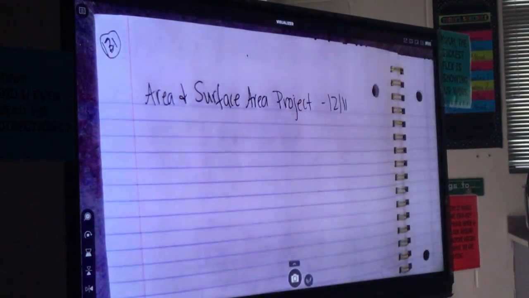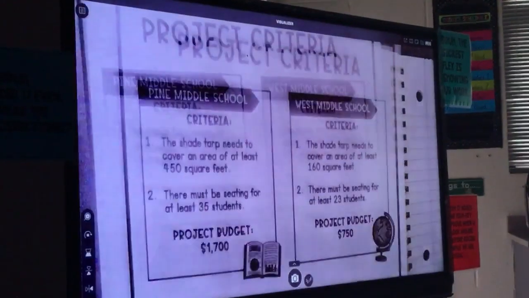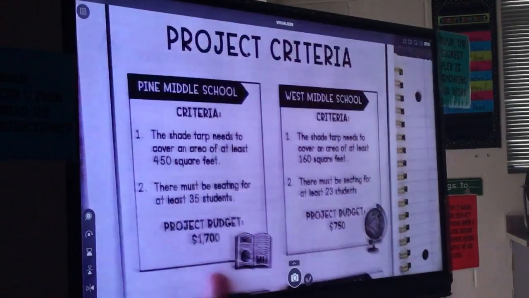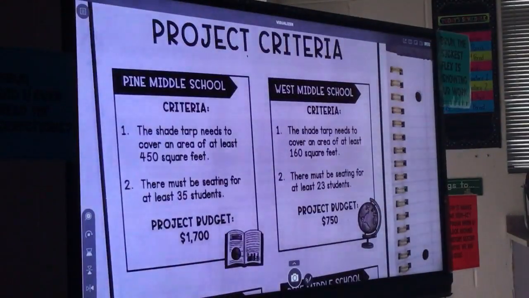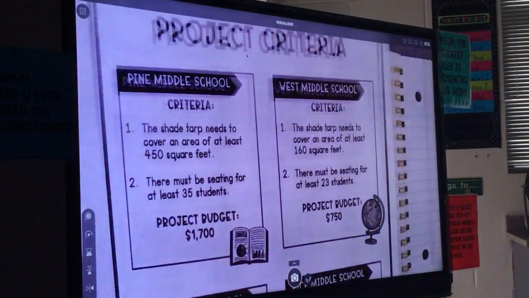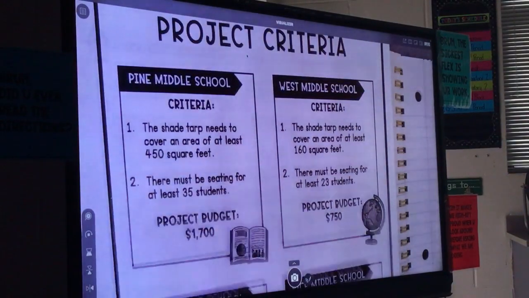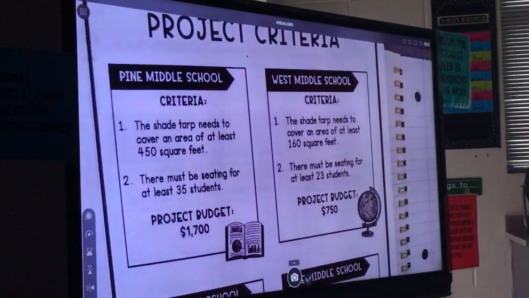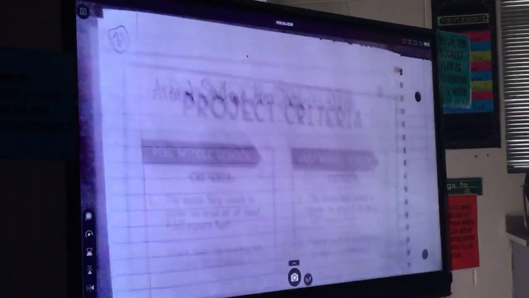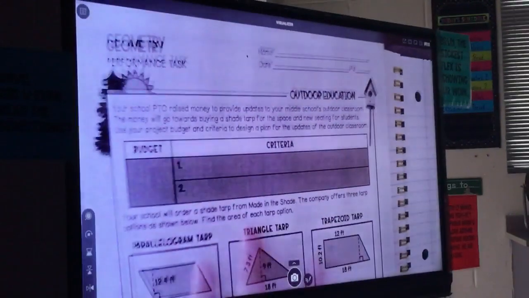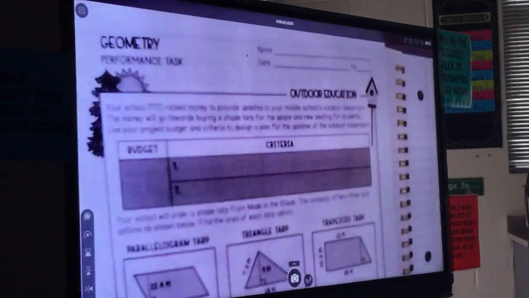So your project today, you are going to get this sheet. This sheet has 4 different middle schools on it. It gives you the criteria for each one. You and your partner need to go through these and decide which one you want to do. Okay? What I recommend is that you read through the questions and you read through the information before you pick one of those. All right?